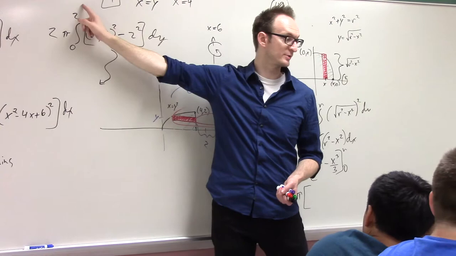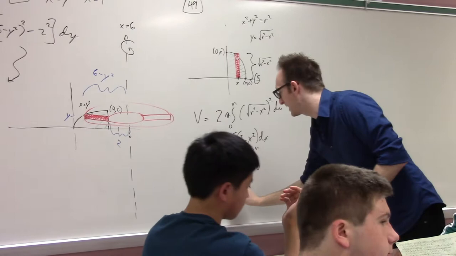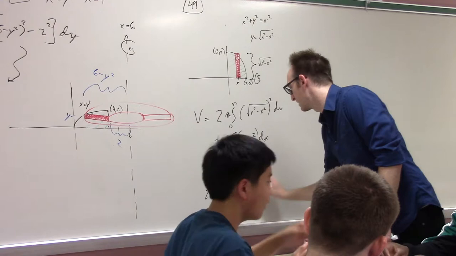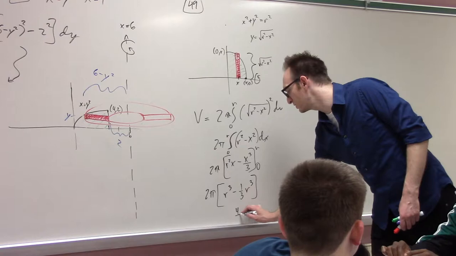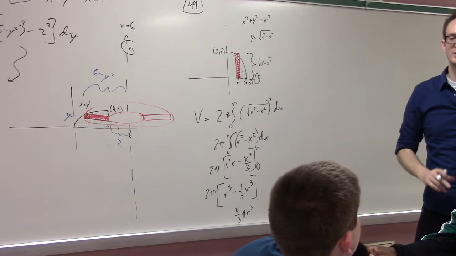Okay, wait. Finishing this off, this becomes r cubed minus 1/3 r cubed. And then the zeros kill everything. So that's 2/3 r cubed. So it's 4/3 pi r cubed. Griffin, you cool? All right, Griffin, follow-up, number 50, a little bit harder.